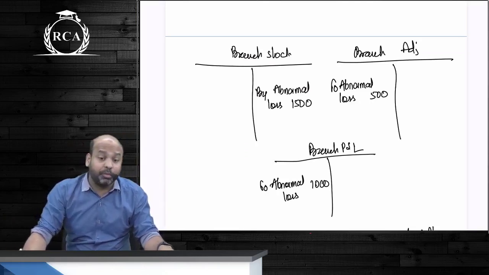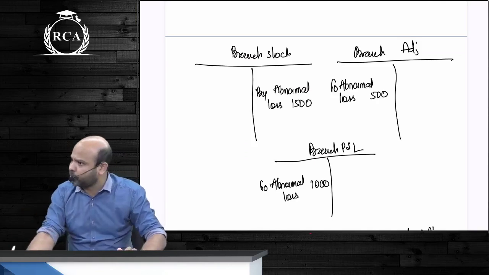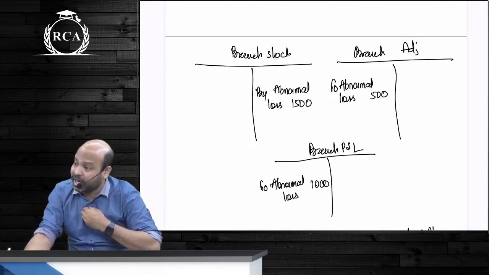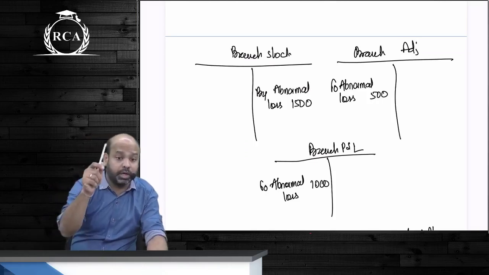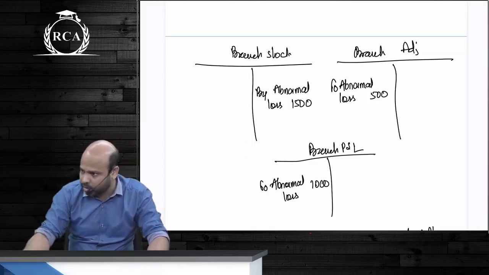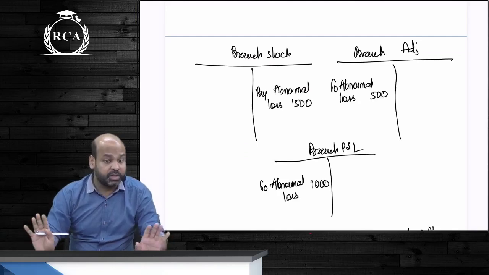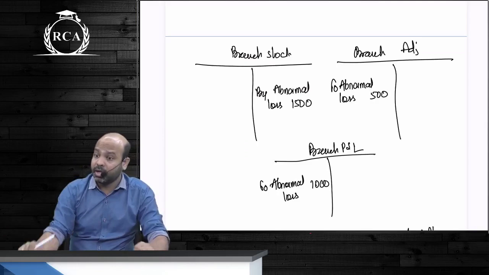In case there is abnormal loss, you will have to first reverse the markup of abnormal loss by reducing it from branch stock account and branch adjustment account. Thereafter, the cost of abnormal loss will be transferred from branch stock account to P&L account, branch P&L account. I repeat, if there is abnormal loss, first reverse the markup. Reversal markup matlab reduce the markup from stock account and adjustment accounts.